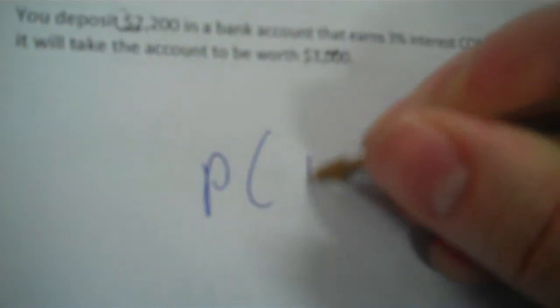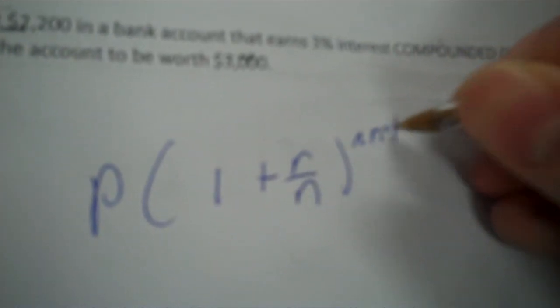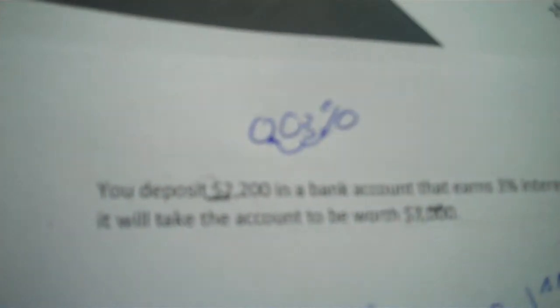You deposit $2,200 in a bank account that earns 3% interest compounded quarterly. How many years will it take the account to be worth $3,000? So P(1 + r/n)^(nt) = A. P, r, n, t, A. P is 2,200. r, your rate, 3%. In the problems we're going to do from now on out, the percent will be given. You will not have to keep that as r. That's good for you.